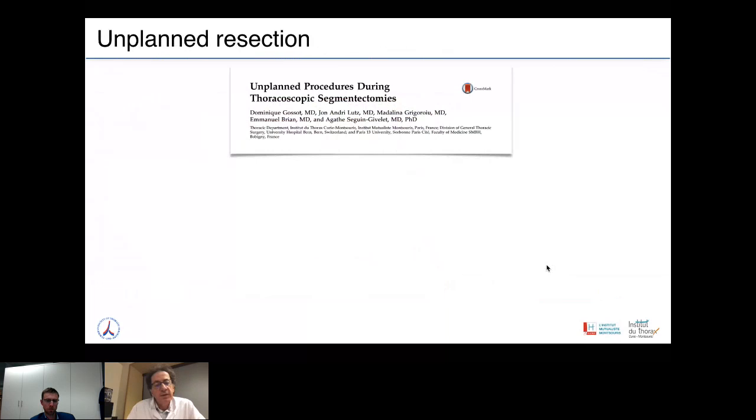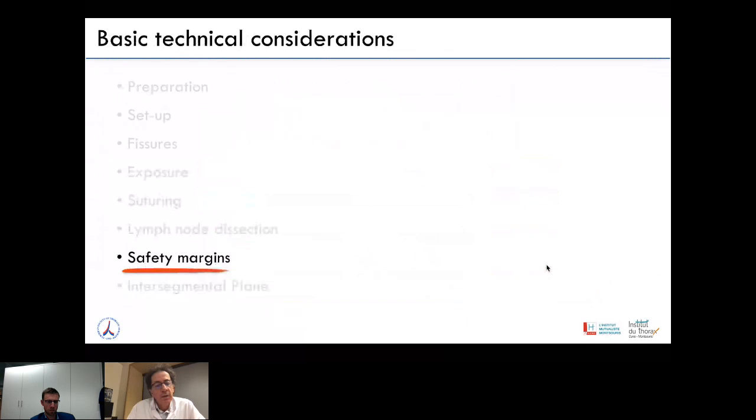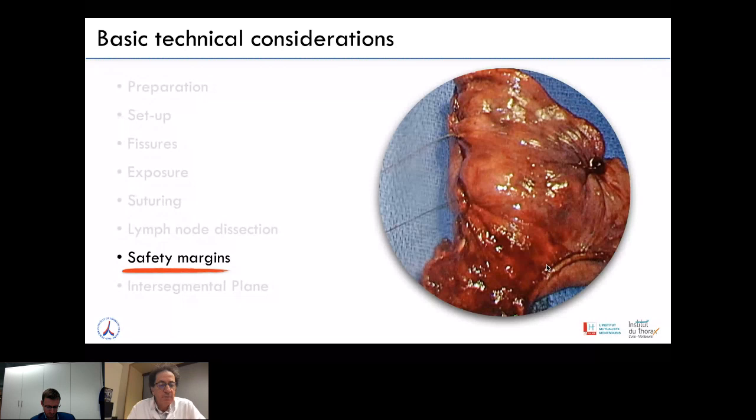So in this publication, we had 3 invaded lymph nodes at frozen section. All of them were converted to a lobectomy. Same problem with the safety margins. Of course, it's obvious that all of us know that if you have short margins, you increase the risk of recurrence.